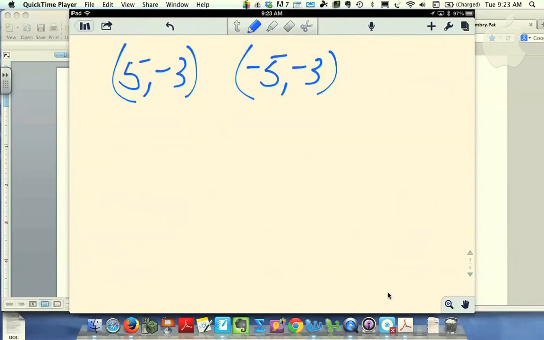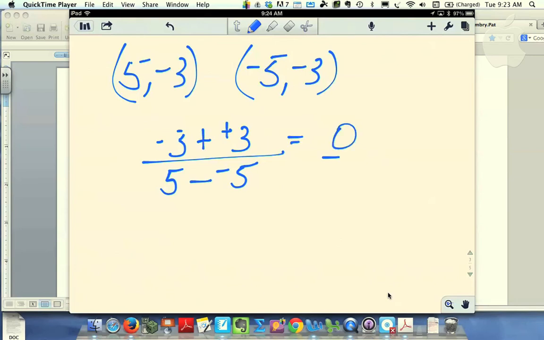The third example, the change in y's. Did you notice that the y's are exactly the same? The x's are not. Well, anytime I subtract two numbers that are exactly the same, I'm going to get 0. 0 divided by 10 is 0. So the slope of this line is 0.